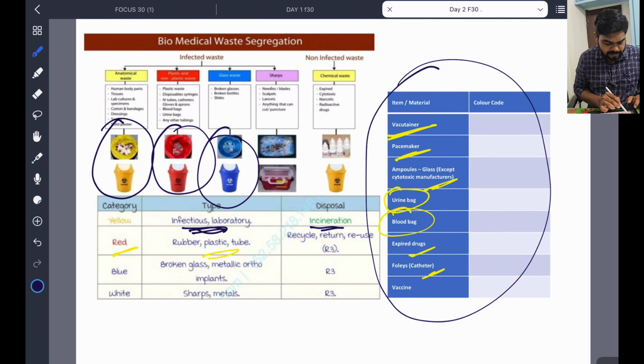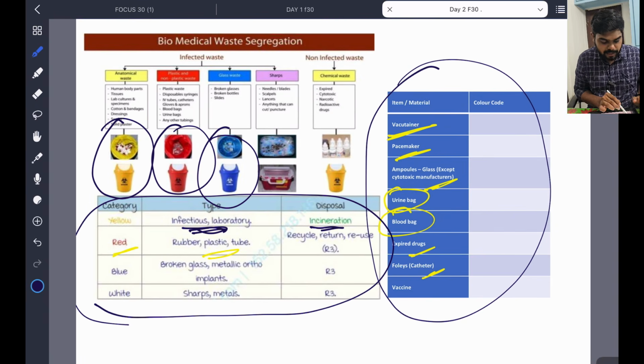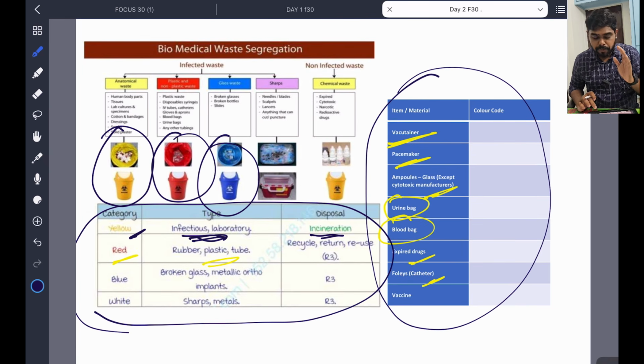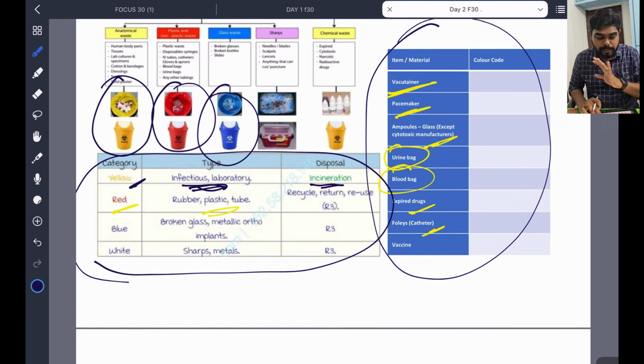You can see this summary also. This summary is just enough for your NEET PG exam. Yellow: infectious laboratory waste going for incineration. Red: rubber, plastic, and tubes. Clear? Blue: broken glass or metallic ortho implants. White is sharps. The white should usually be closed also. There is a box where they put the needles after injections and close it. So white is for sharp metals. Clear? This is very important. Don't make a mistake. If you make a mistake here, you are going to lose your 4,000 or 5,000 rank, because many people will answer it correctly and you will be out. Please be careful. Biomedical waste management is very important.